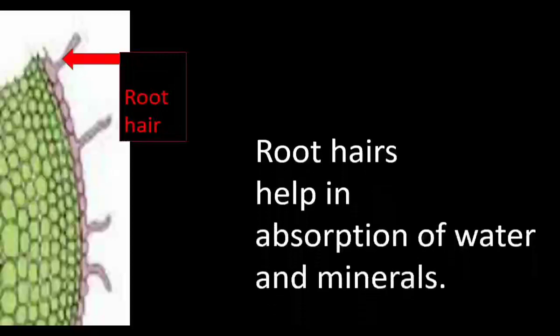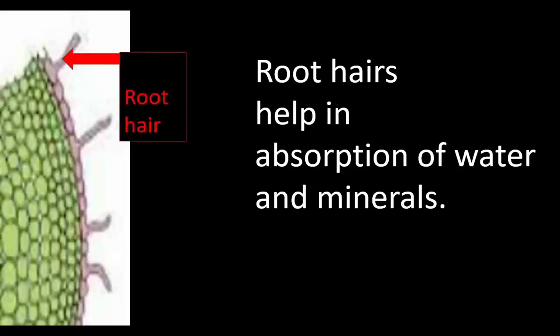This diagram shows a part of internal structure of root. Here the outermost layer is epidermis. This root epidermis has outgrowths called as root hairs. Root hairs are outgrowths of root epidermis. These root hairs help in absorption of water and minerals. If we touch the stem of sunflower plant, it is rough. That is because of the presence of stem hairs. Root hairs.